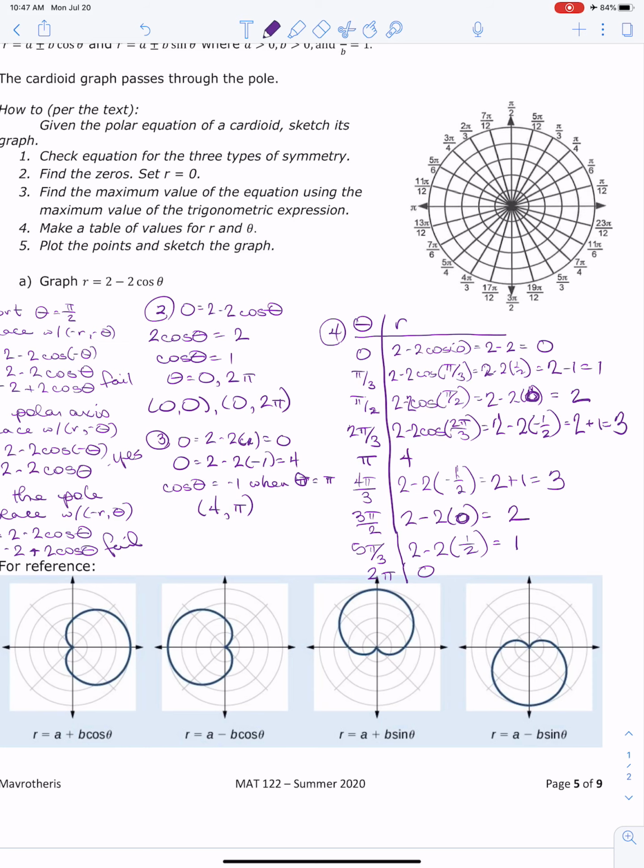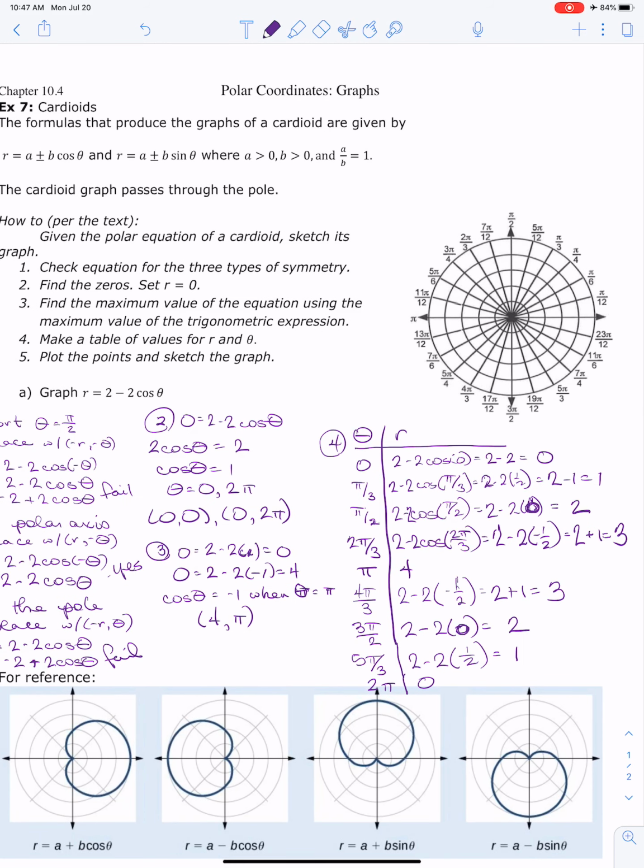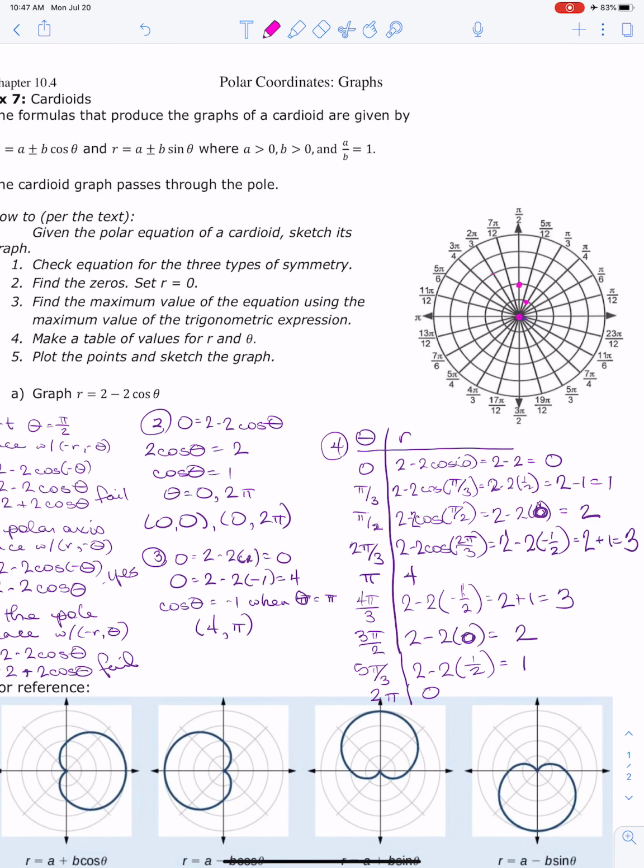Okay? So let's go ahead and graph this and see what this looks like. Keep in mind, we're looking for that cardioid shape. It should look like a circle that's kind of got a dimple in it. So at 0, I've got 0. Actually, let's see if we can make this show up a little more. At pi over 3, it's 1. At pi over 2, it's 2. At 2 pi over 3, it's 3. And at pi, it's 4.